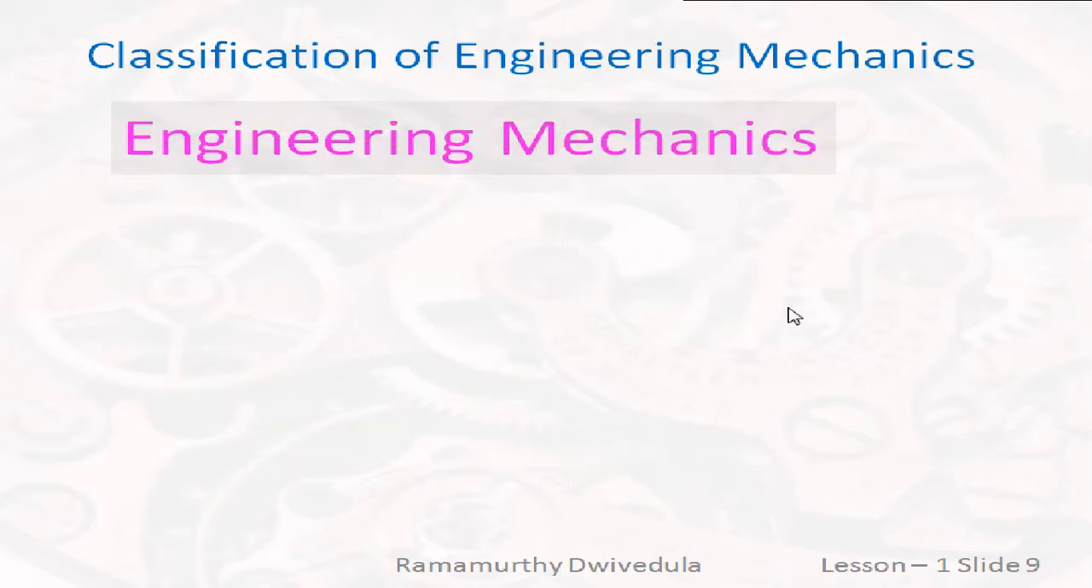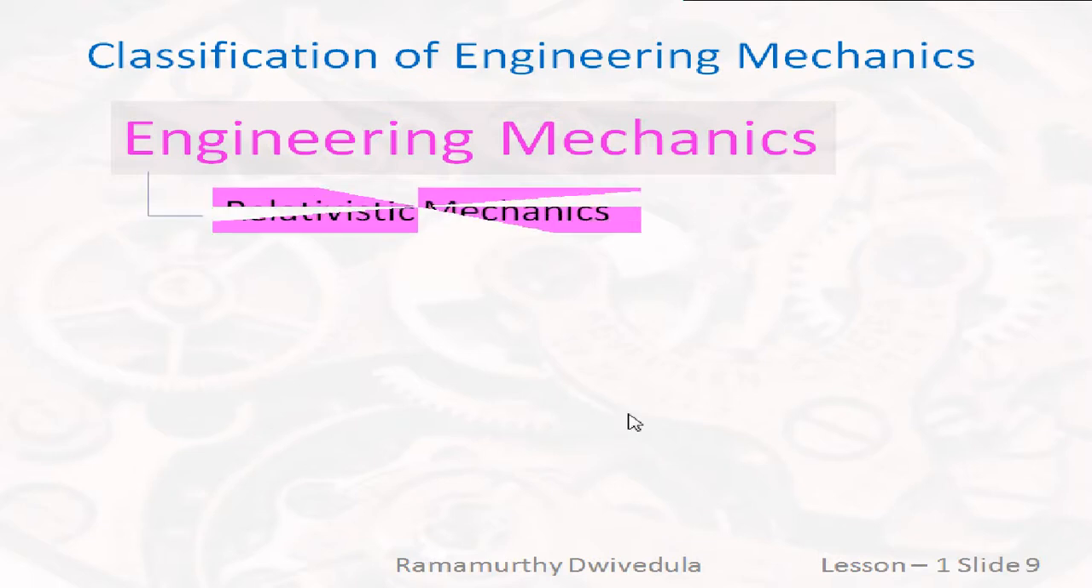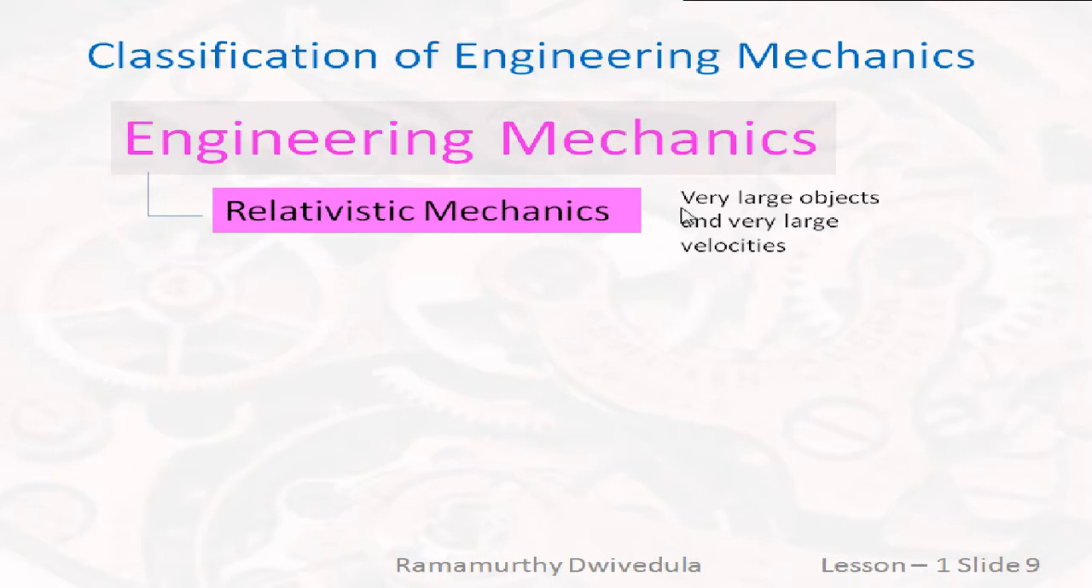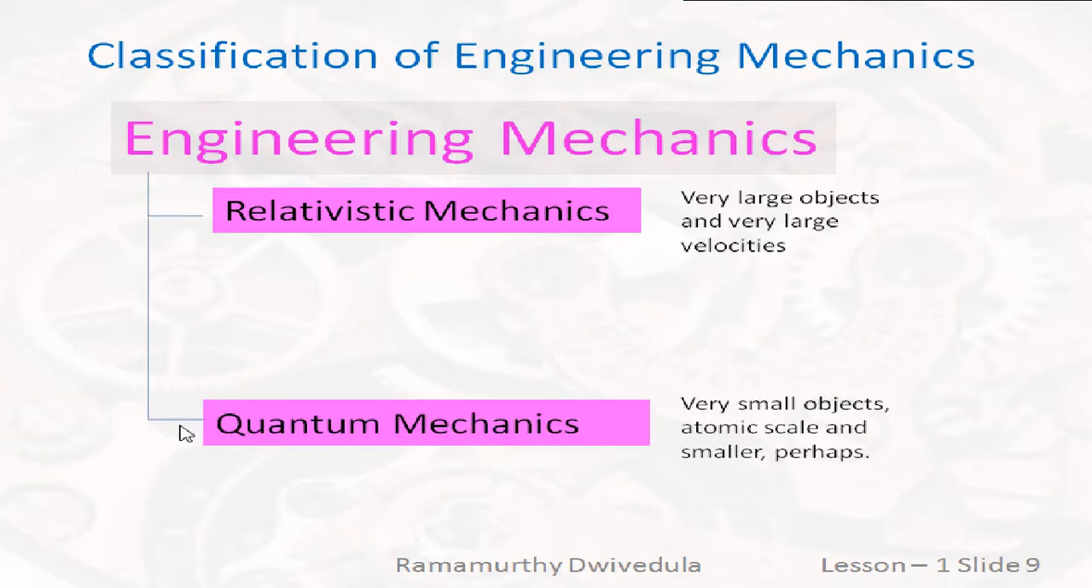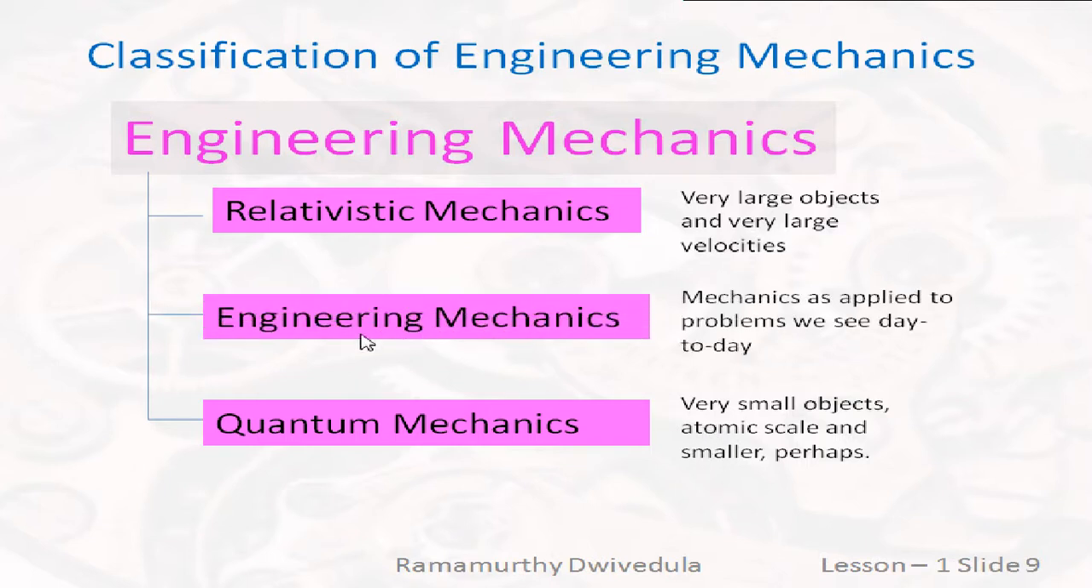Yet another classification scheme, a scheme given to keep generality in picture. In this scheme, relativistic mechanics is one branch wherein we deal with very large objects moving at very large velocities. That is one end of the spectrum. Another end of the spectrum is quantum mechanics, wherein we deal with very small objects, perhaps atomic scale or even lesser. And engineering mechanics, which is midway between these two, wherein we study day-to-day problems that we come across in the field. In our course, we are interested only in this midway path.